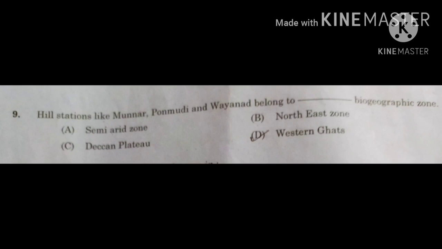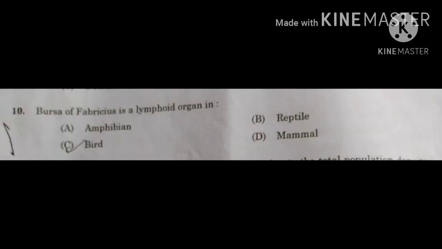And the question is, hill stations like Munnar, Ponmudi and Wayanad belong to dash biogeographic zone. You know that all these regions, mainly Munnar, Ponmudi and Wayanad, belong to the Western Ghats. Okay, so the correct answer is option D, Western Ghats. It's one of the biodiversity rich regions. Okay, the 10th question is, the bursa of Fabricius is a lymphoid organ in.